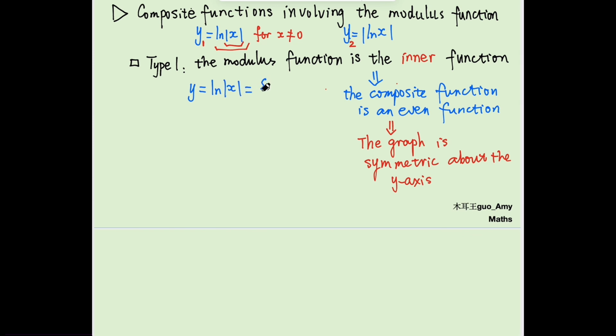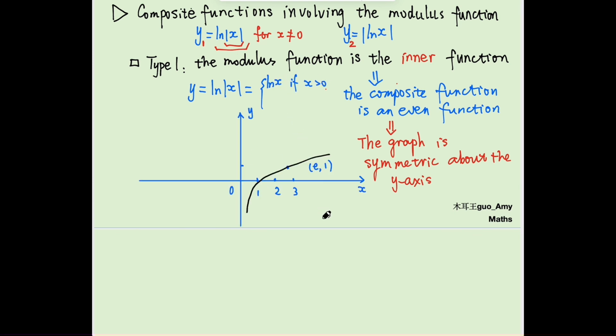First, we consider the function when x is greater than 0. Then y1 is equal to ln x. Therefore, on the right part, we will have the natural log function directly. We will use the key points (1, 0) and (e, 1) to locate the function. After that, we are going to reflect the right part in the y-axis to obtain the left part. And this one, it's just idea 2 when we sketch the basic modulus function.